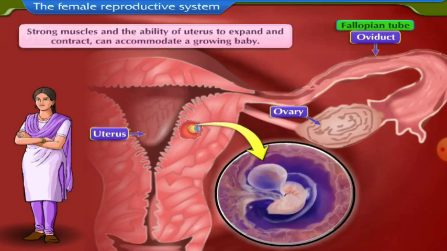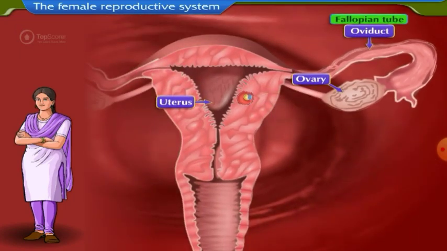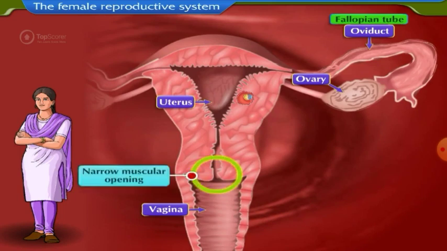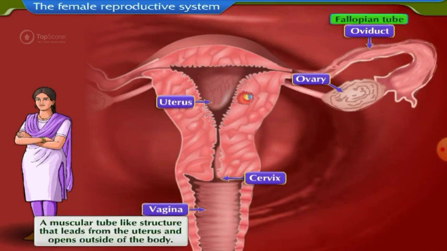Due to strong muscles and its ability to expand and contract, the uterus can accommodate a growing baby. The uterus is connected to the vagina through a narrow muscular opening called the cervix. The vagina is a muscular tube-like structure that leads from the uterus and opens outside of the body.